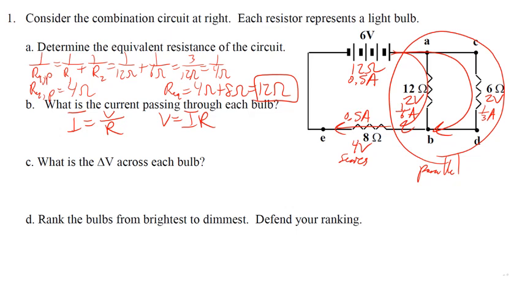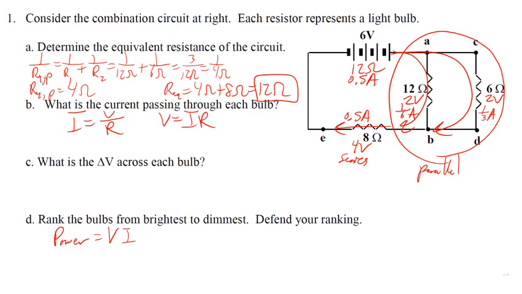Now rank the bulbs from brightest to dimmest. What we want to see is how much voltage is across each one of these lights. When you are trying to find the brightness, brightness is related to power. Power is equal to the voltage times the current. We'll talk about this again tomorrow, but if you increase either the voltage or the current of a light bulb, you'll end up increasing the power, and that determines if it's bright or not.